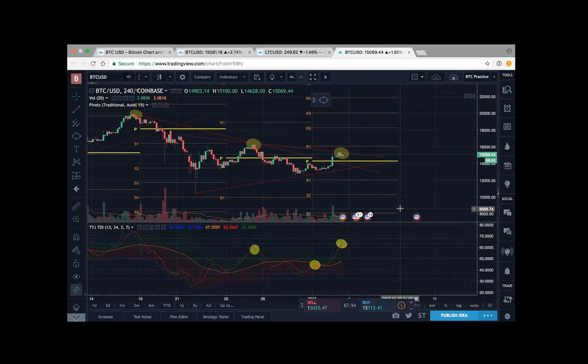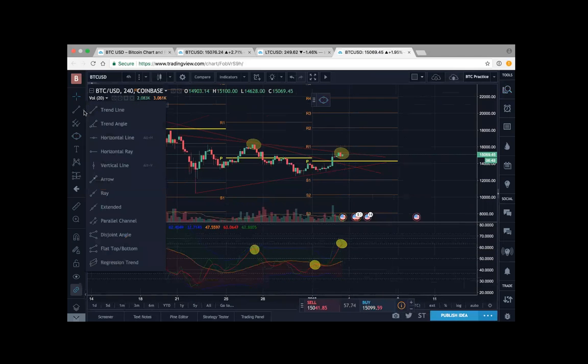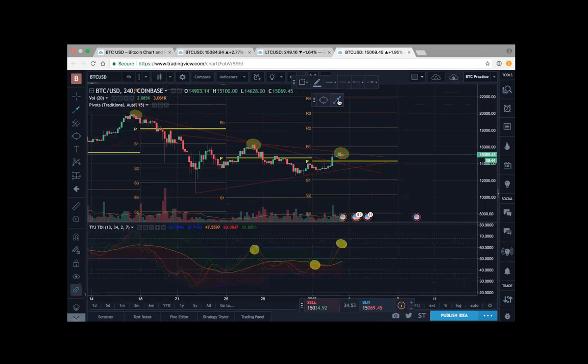And whenever they cross going up, it could be something like this that happens. This is also another good tool, the arrow. Which color should I use? Let me use green. It could come right here.